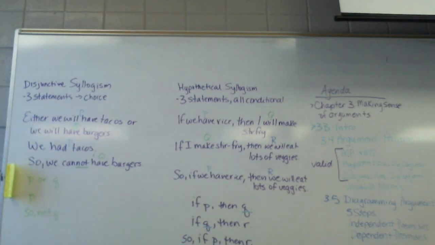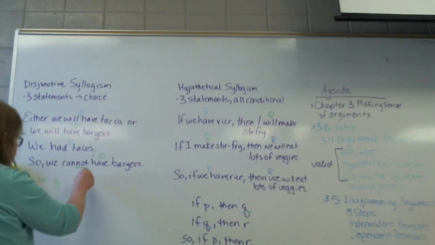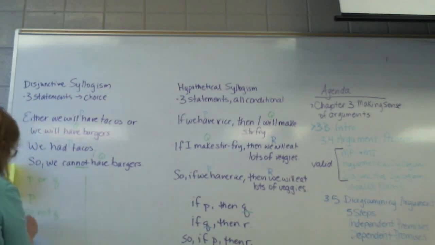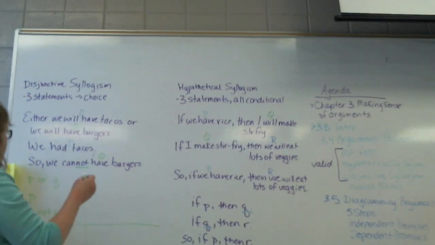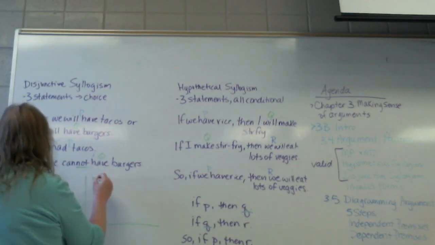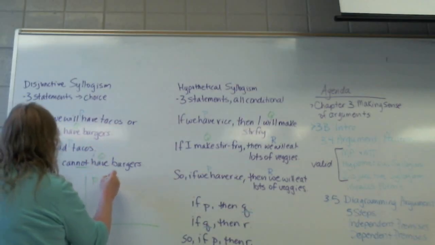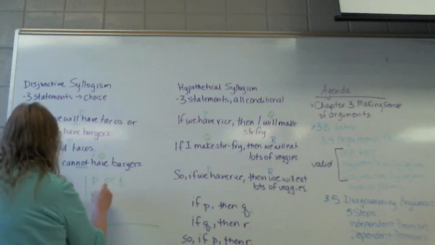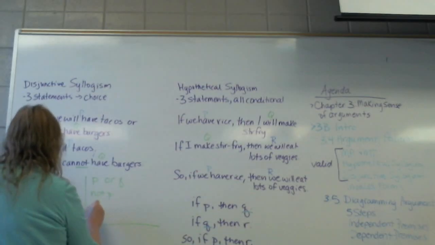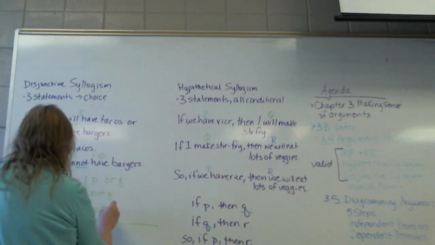Okay? Now, all of these, we have 4 different ways this can go. I'm just going to do the P's and Q's thing. So either we will have tacos or we will have burgers. We had tacos, so we cannot have burgers. Okay, so that's this one. Either we can have tacos or we can have burgers. We did not have tacos, so we did have burgers.